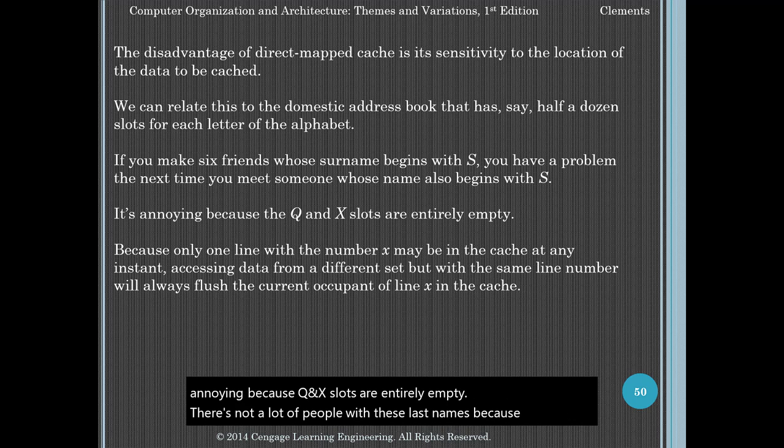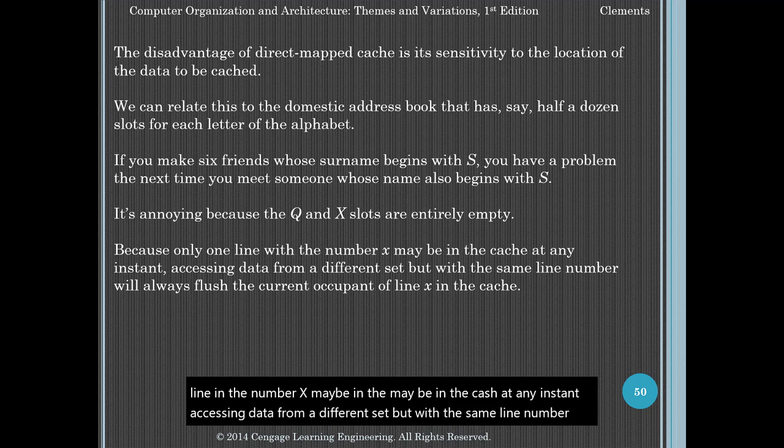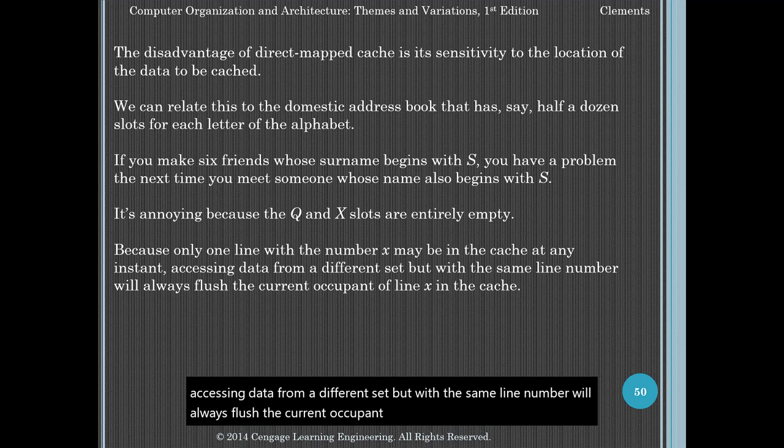Because only one line with the number X may be in the cache at any instant, accessing data from a different set but with the same line number will always flush the current occupant of line X in the cache. So even when the cache is not full, lines may have to be swapped in and out because two lines with the same number but from different sets are being accessed. This situation can lead to a low cache utilization and a high miss ratio.